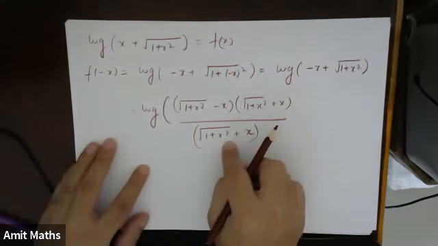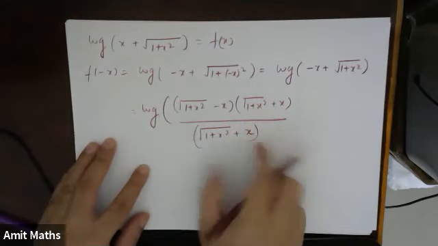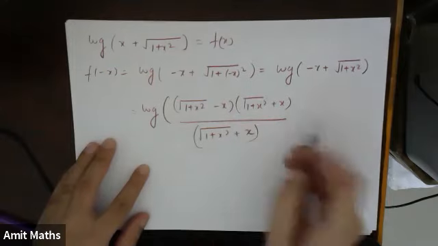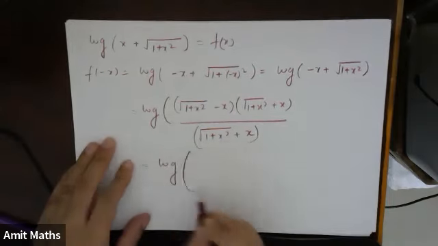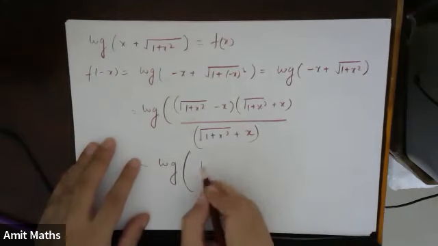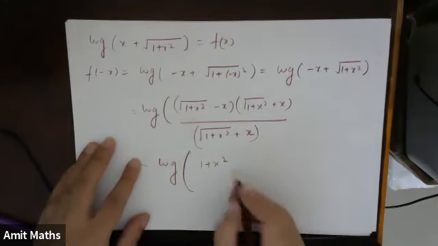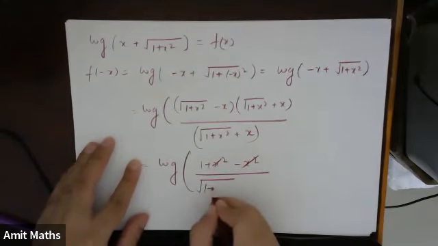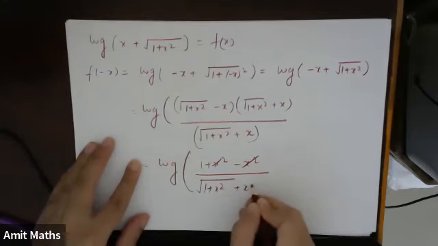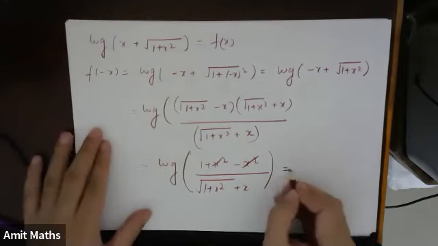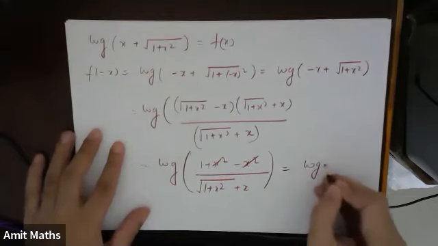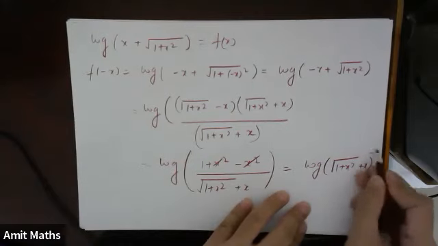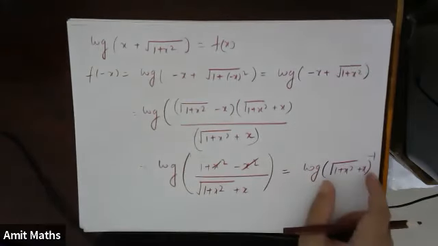If I multiply this in numerator and denominator, the denominator is root of 1 plus x square plus x, and the numerator will be a square minus b square. A square is 1 plus x square, minus b square, minus x square. So x square and x square get cancelled. So you'll have log of under root of 1 plus x square plus x, whole to the power minus 1. This part I've written as power minus 1.